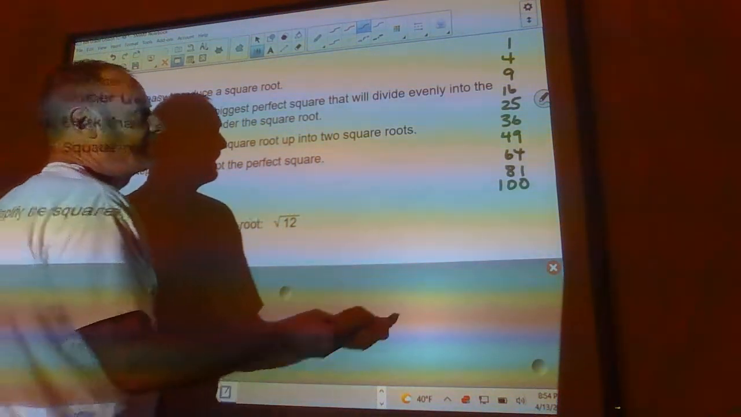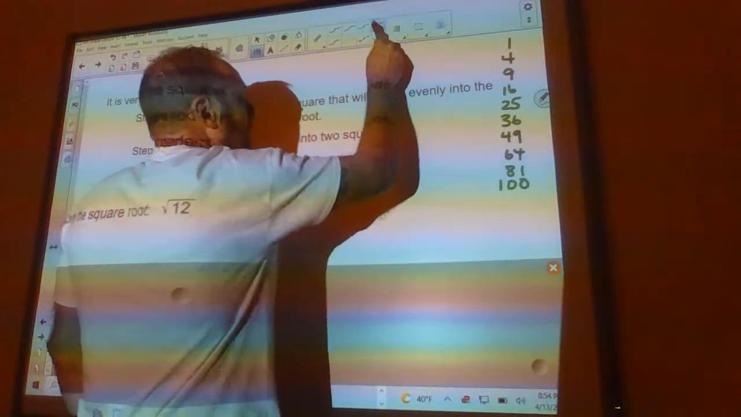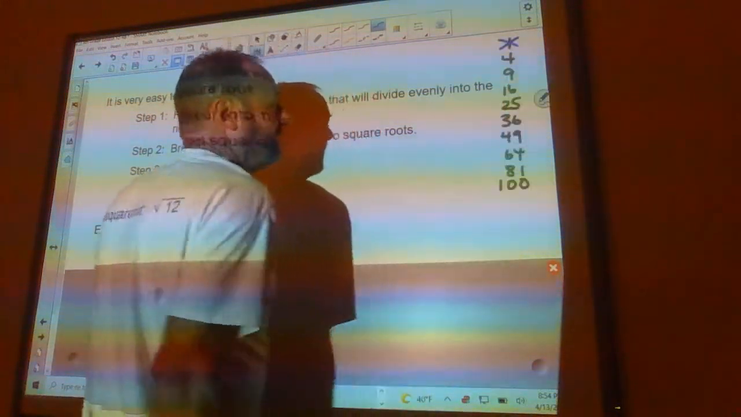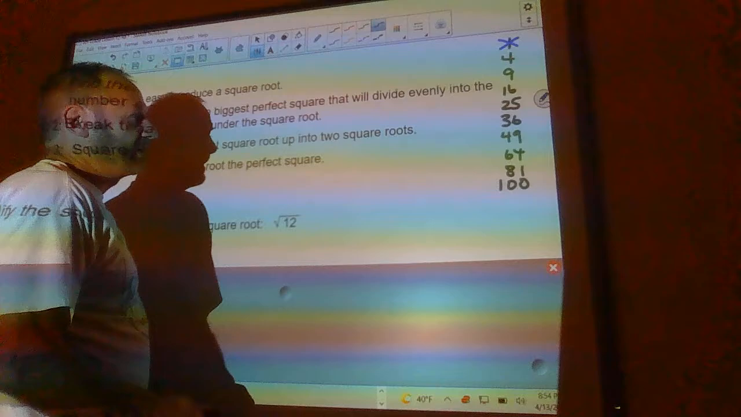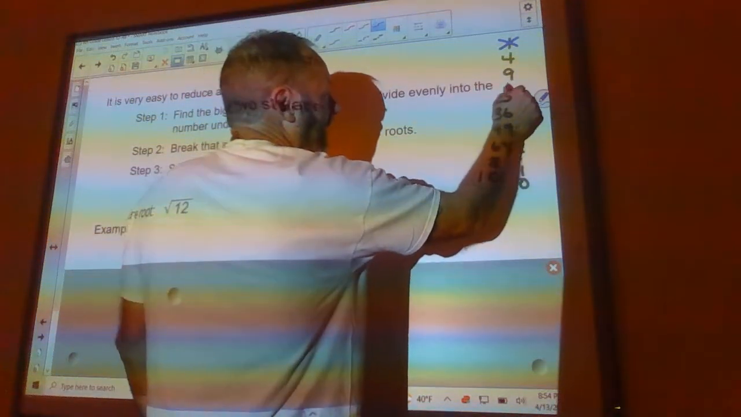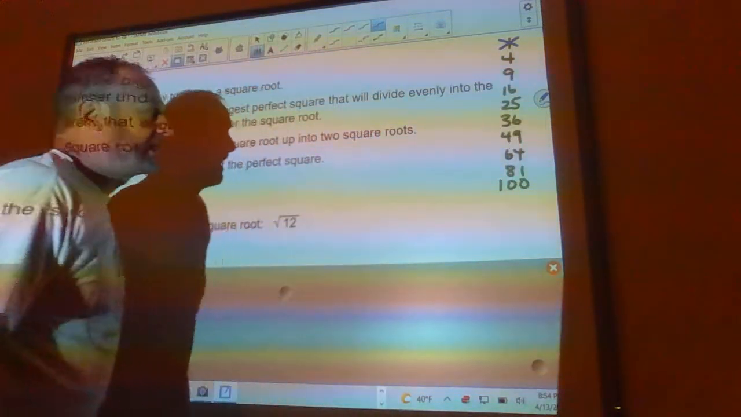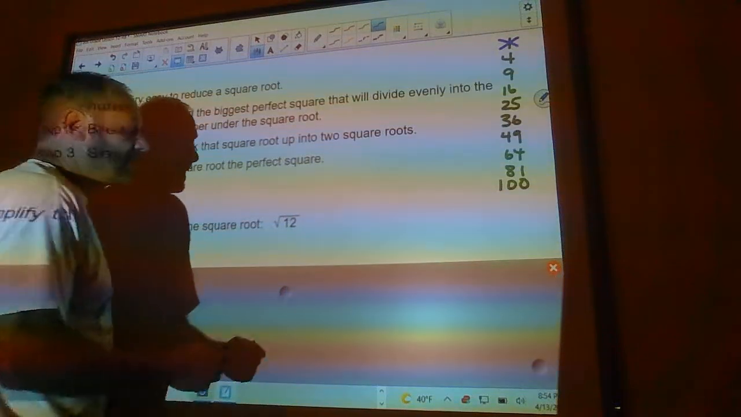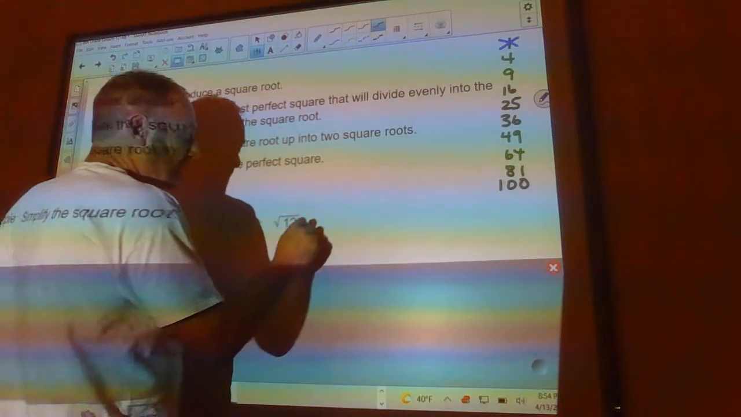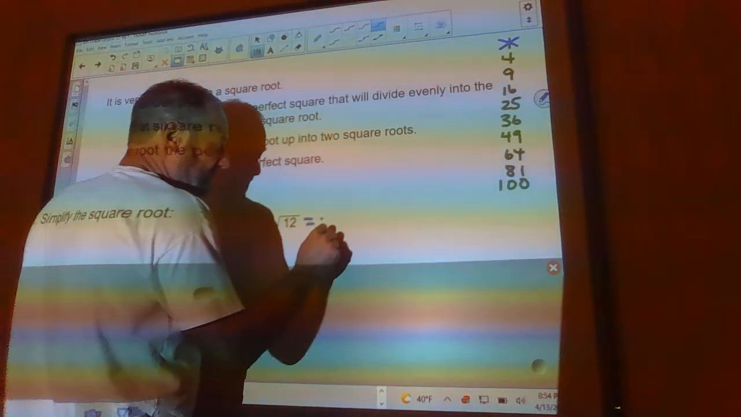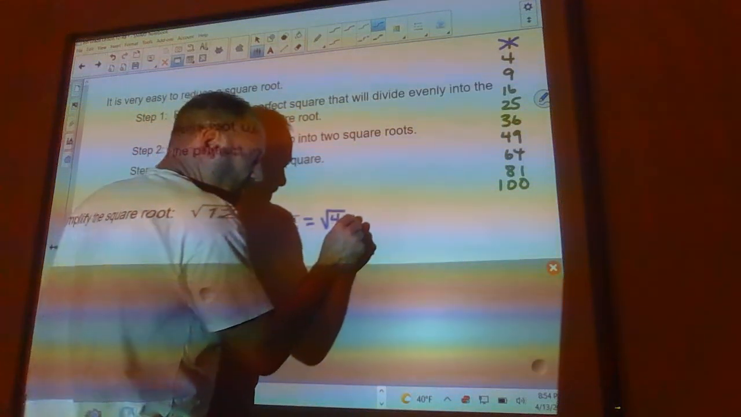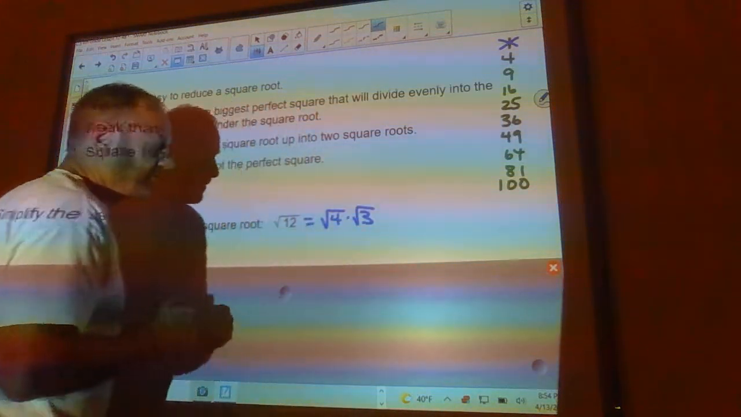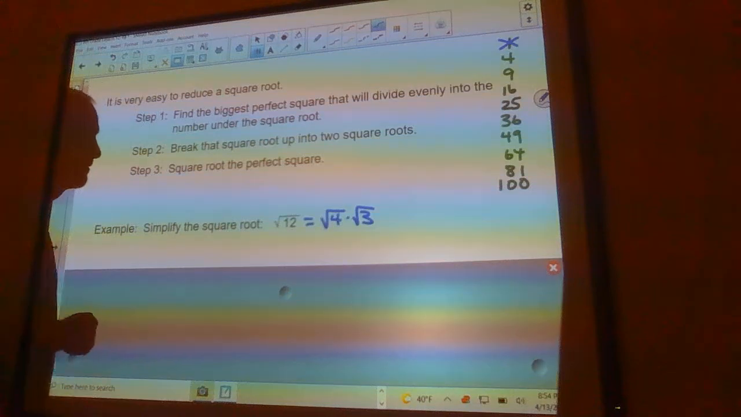All right, so I look on my list. We're not going to use 1. So I basically have 2 choices since 12 is like right here. I can either divide it by 4 or divide it by 9. 12 is not divisible by 9, but it is divisible by 4. So I can change this to the square root of 4 times the square root of 3, because square root of 4 times square root of 3 is square root of 12.